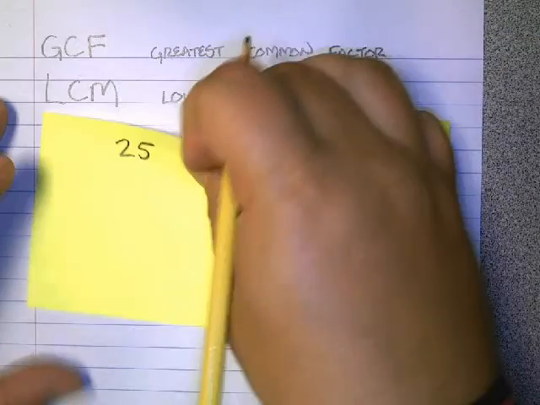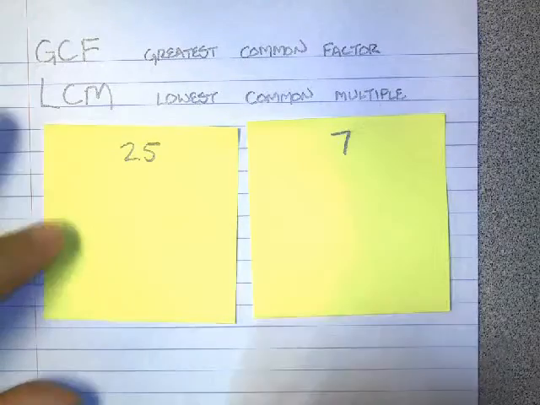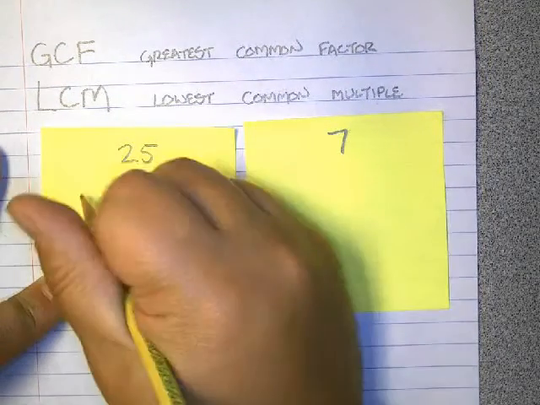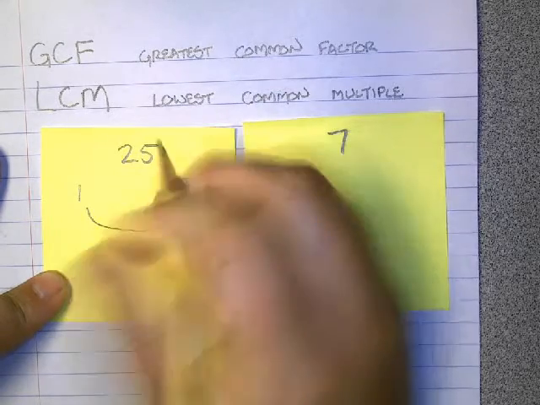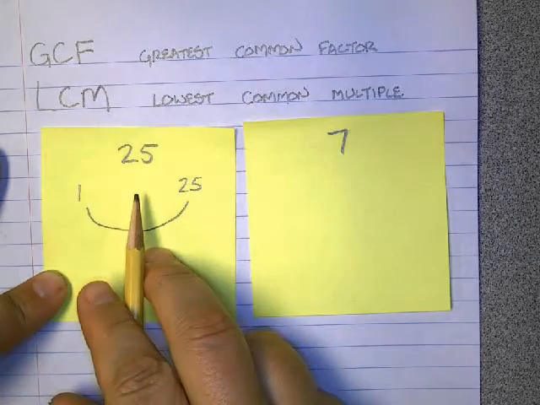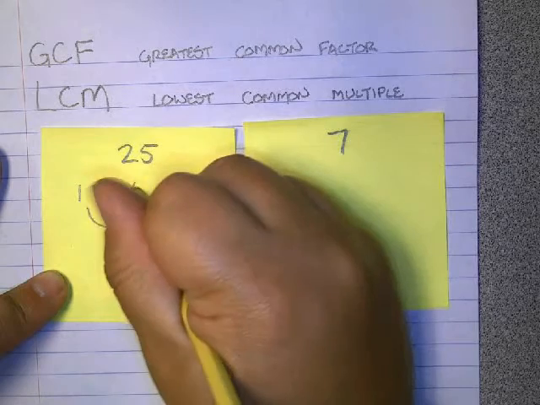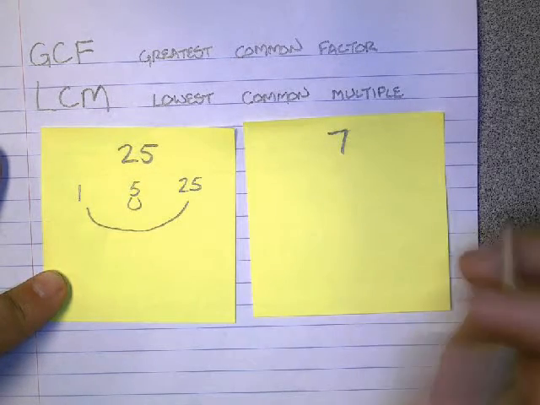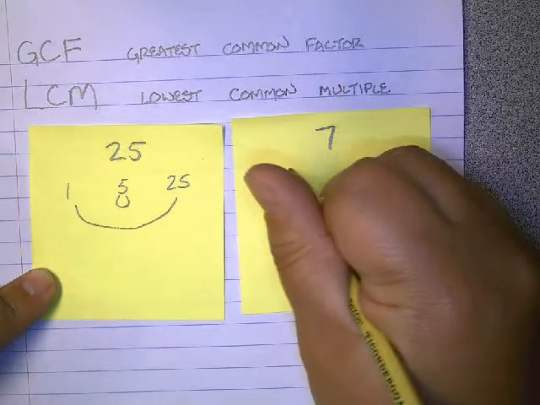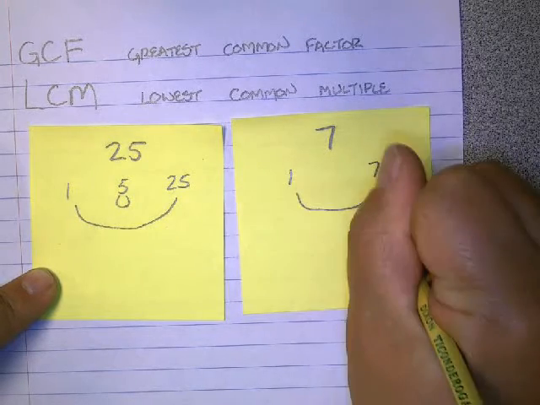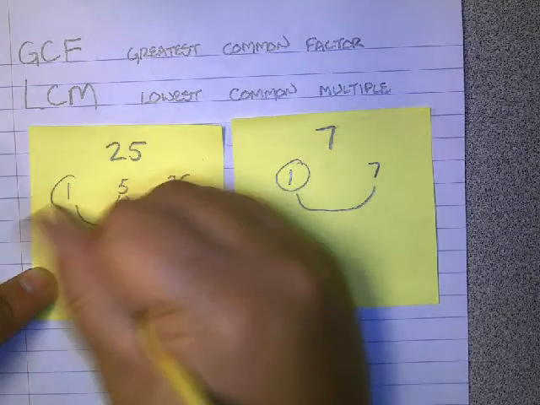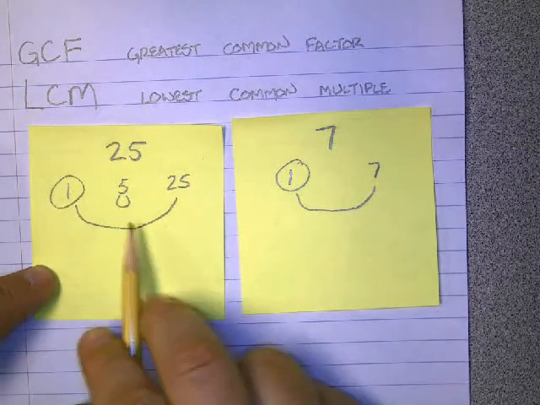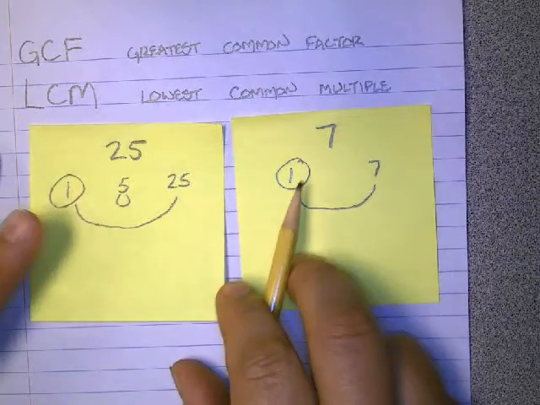One last example, and then we're going to show the other way that we do this in class. So, for all of our examples here, 25 and 7. For the rainbow method, I have 1 and 25. 2 doesn't go in there. 3 doesn't. 4 doesn't. 5 doesn't. In fact, 5 just goes into itself. Now for 7, 7 is prime, so only 1 and 7 go in. So my greatest common factor in this case is 1.